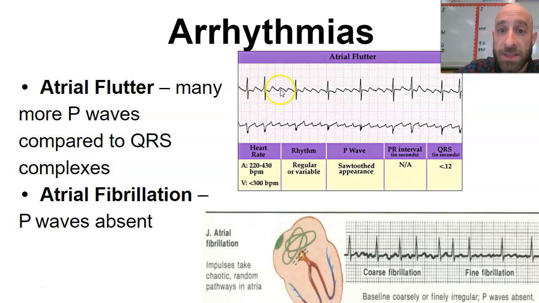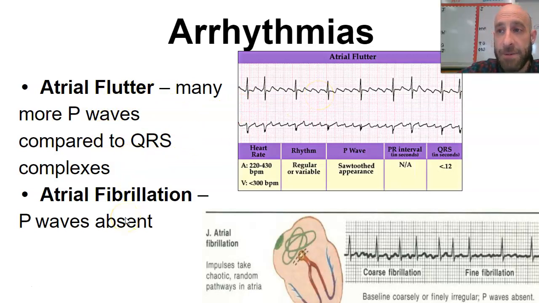But then if you take a look at this next heartbeat, you can see there's 2 P waves, and then it gets to the QRS. Here we have 3 P waves. So you can see there's multiple P waves before you have a QRS. Now, this heart is okay. This person is going to be okay. Again, they might be limited in their activity, but this is not dangerous. So you're going to have many more P waves than QRS waves, and it's called an atrial flutter.